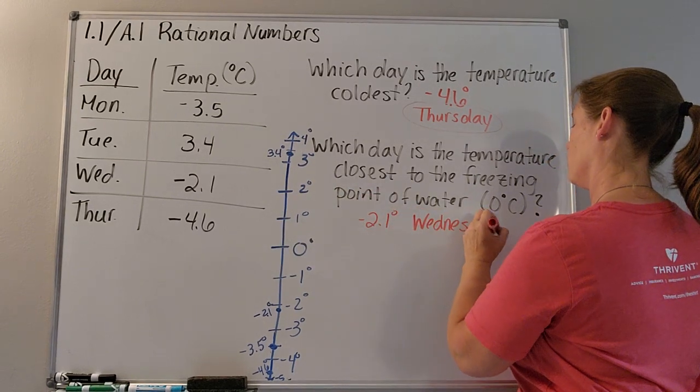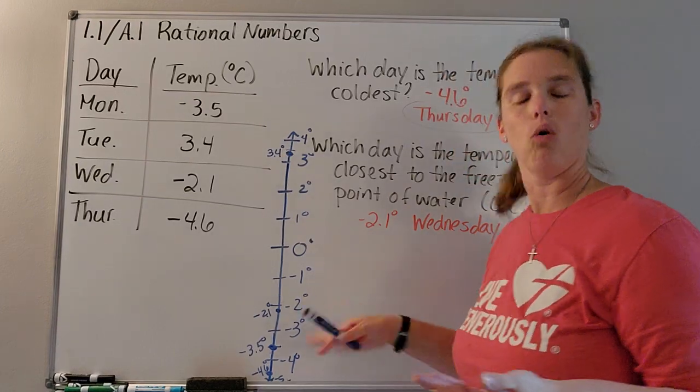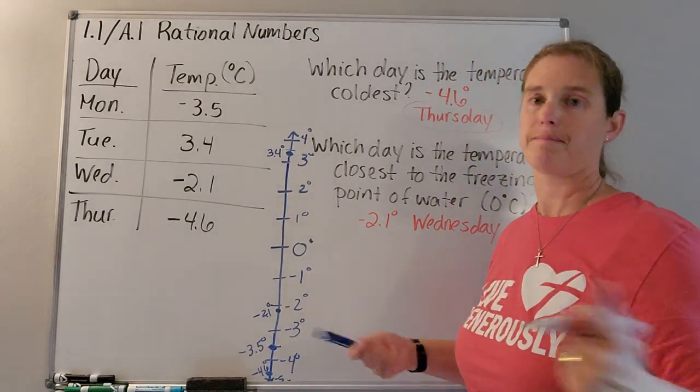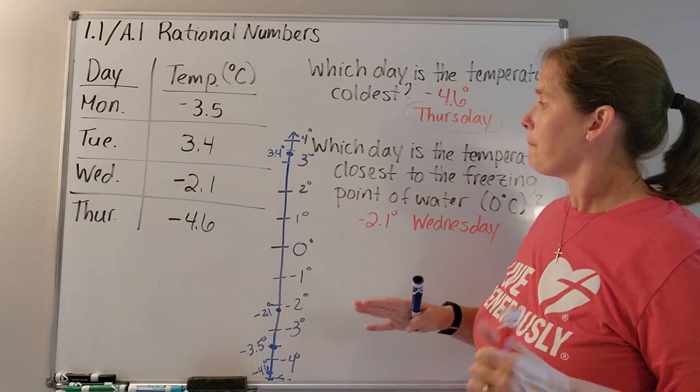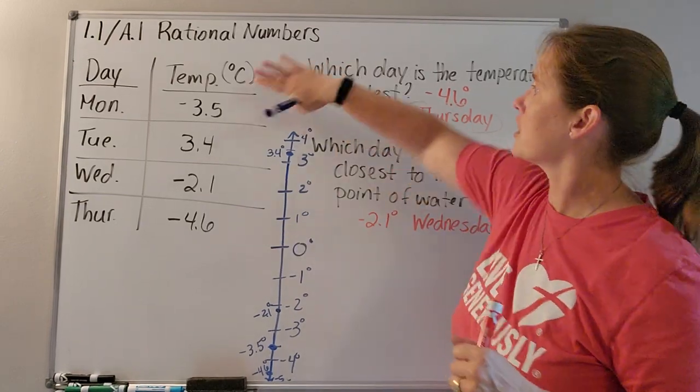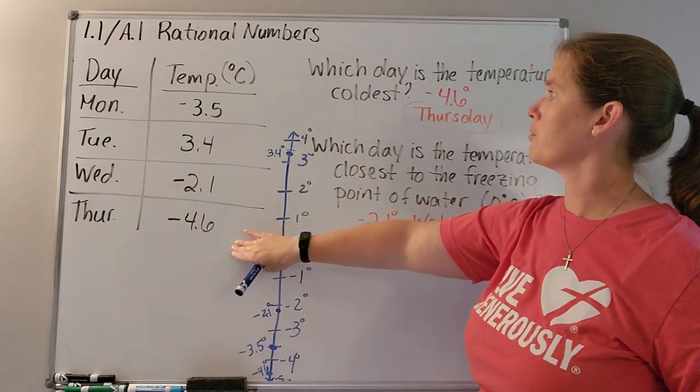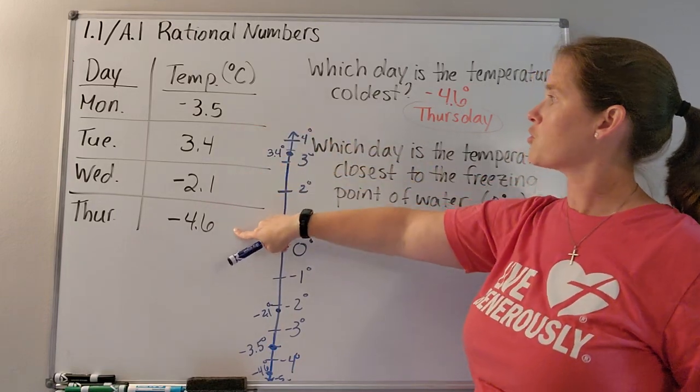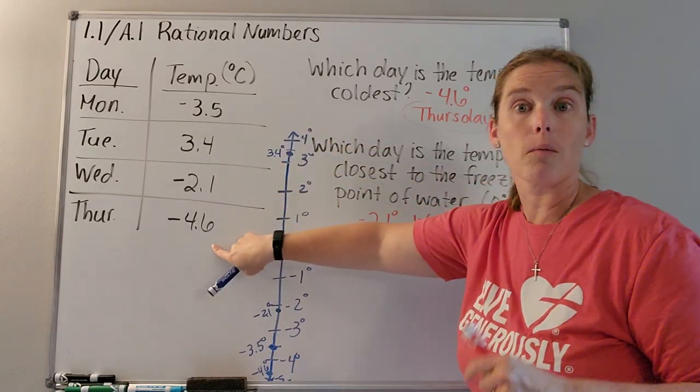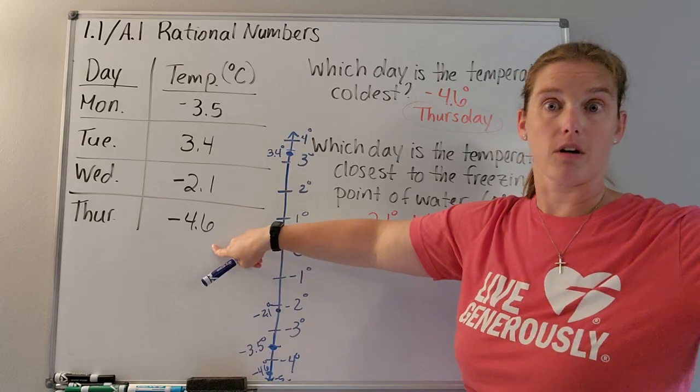Now, what if I didn't want to draw a number line? That took a whole lot of work. I hear you. All right. Well, for the first one, we just look at it and say, okay, which one's farthest from 0? We've got all our negatives. Which one's farthest away? Negative 4.6, right? That's the farthest away.